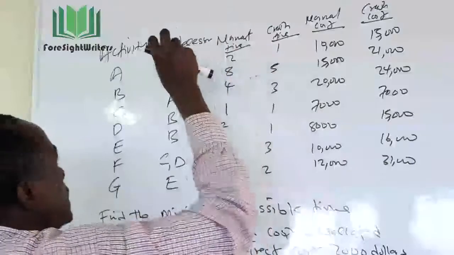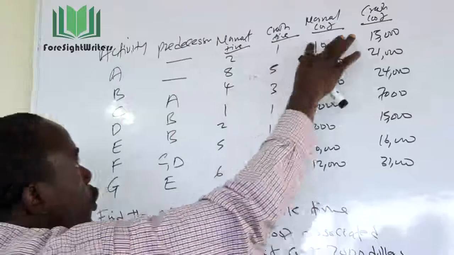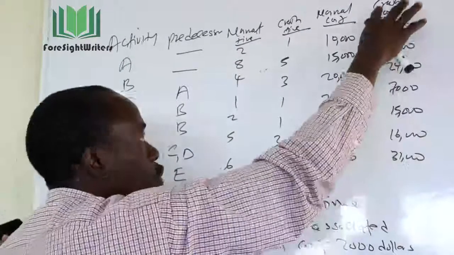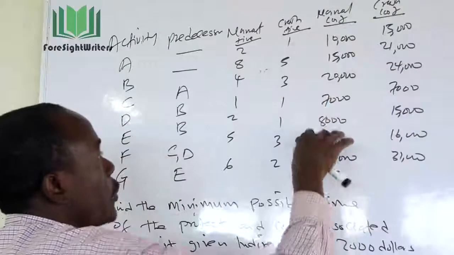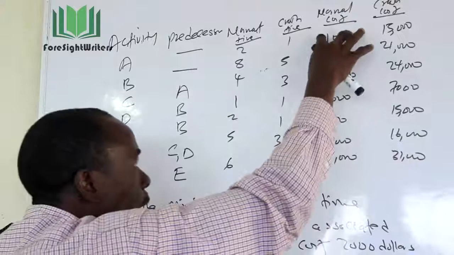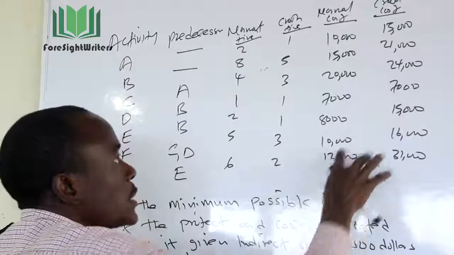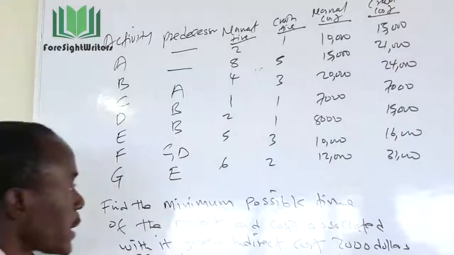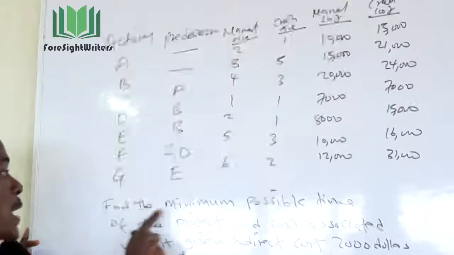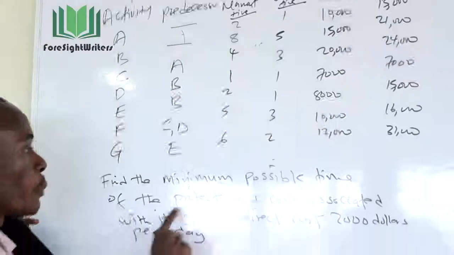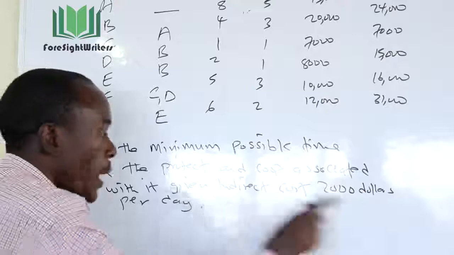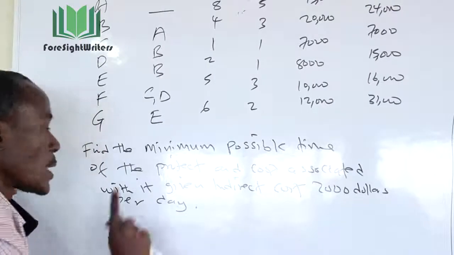Likewise, every activity has what we call cost element. Now, when you crash a project, definitely you increase cost. So you expect the crash cost slightly greater than what you call the normal cost. Okay? So we have all the normal cost for all the activities and also corresponding crash cost for all the activities. Now, the first thing that you are expected to do is find the minimum possible time of the project and the cost associated with it, given indirect cost per unit is $2,000 per day.